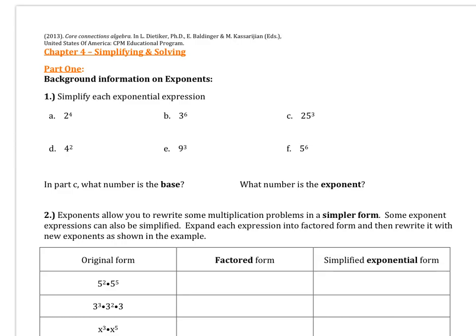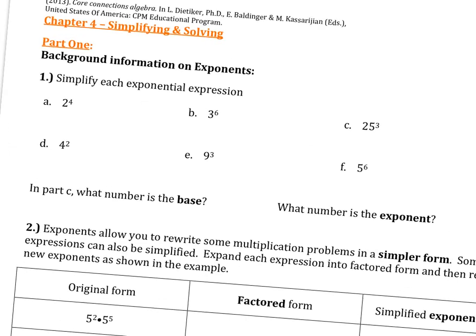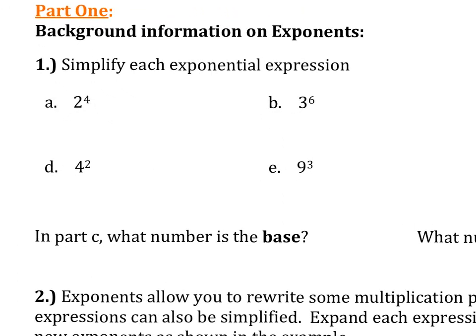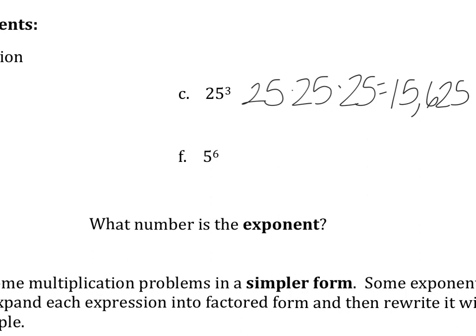In Part A, we have 2 to the 4th power. So 2 to the 4th power is the same thing as saying 2 times 2 times 2 times 2. So we can add that up and we would get 16. So 2 to the 4th power is 16. Part C, we're taking 25 to the 3rd power, which is 25 times 25 times 25, which will give us 15,625.